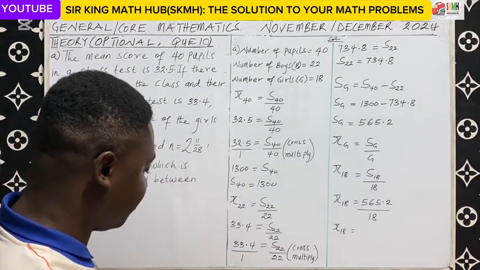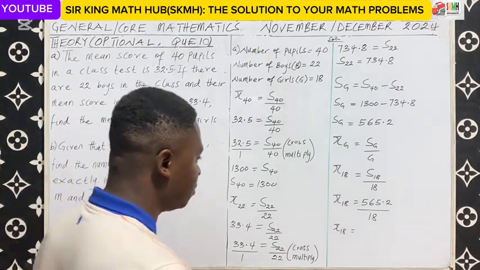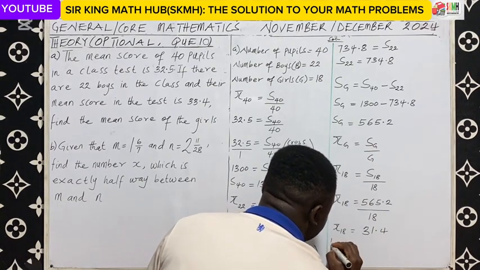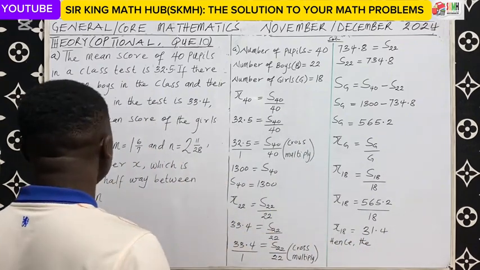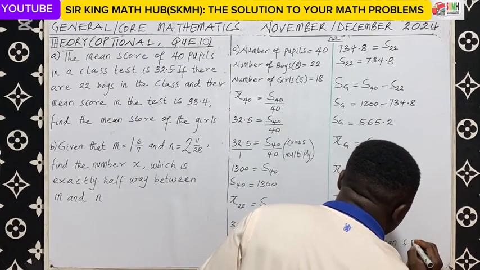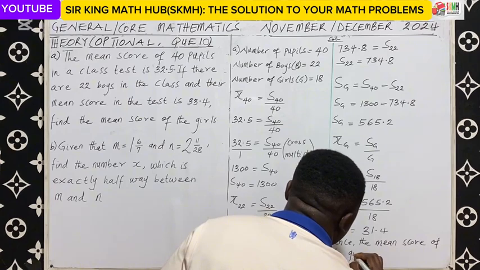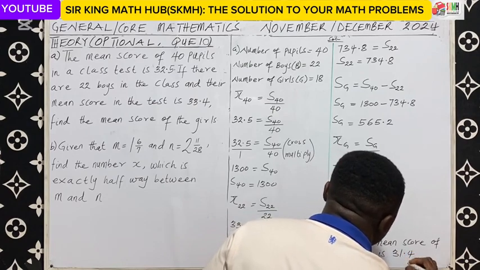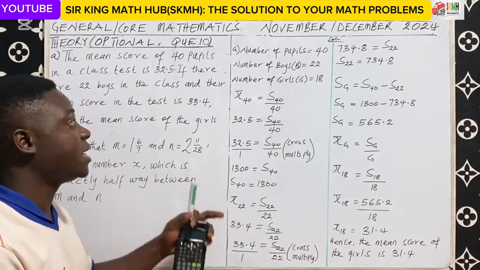So 565.2 divided by 18 we have 31.4. So we can conclude that the mean score of the girls is 31.4. So that is for the A part.